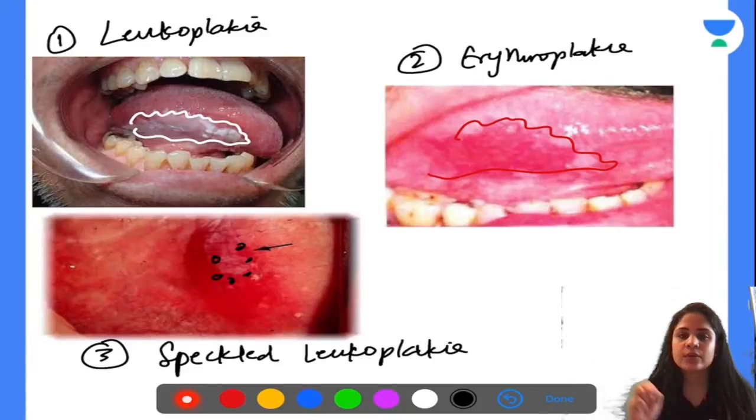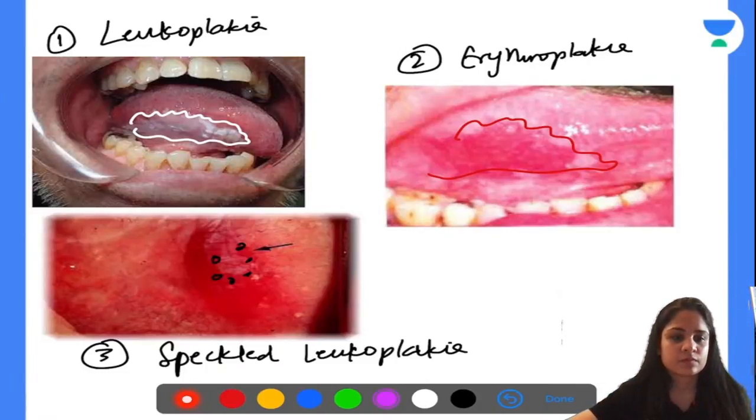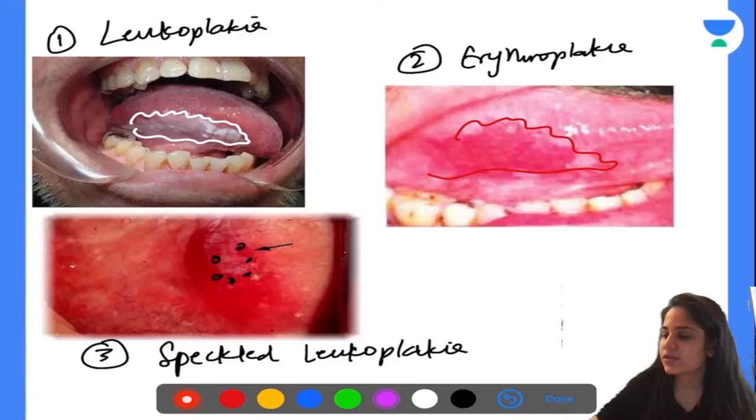Now tell me, out of 1, 2 and 3, which has the highest potential of malignancy? Leukoplakia, are you sure? Everyone is wrong. Whoever gave the answer, all of them are wrong. Okay, so speckled leukoplakia has the highest potential of malignancy.